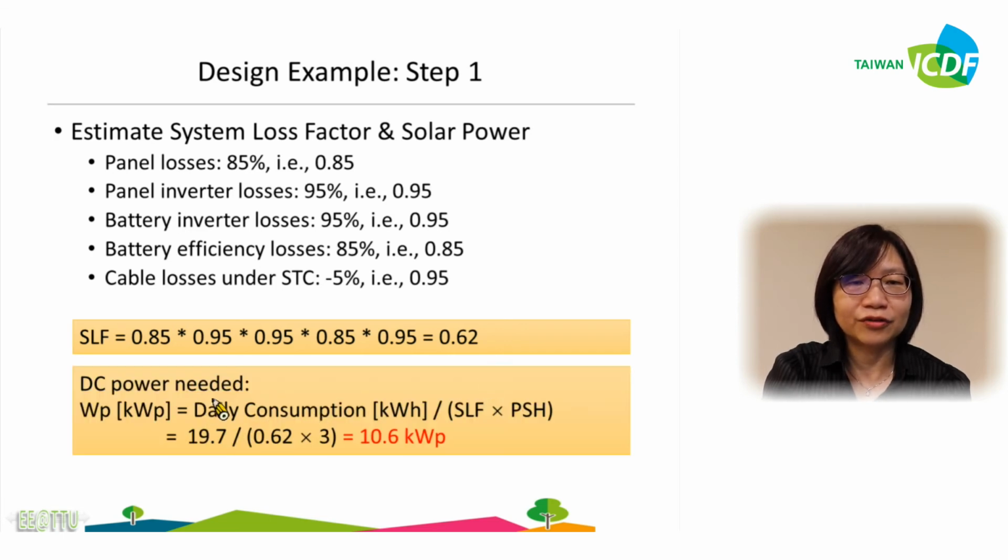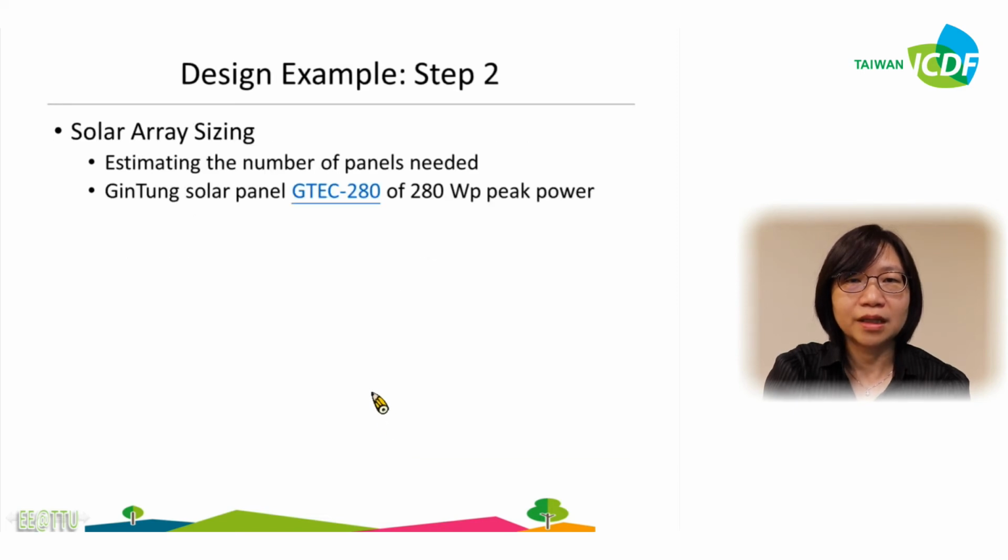So we can calculate the DC power needed. We can use the previous formula. We have the daily consumption in the unit of kilowatt hours divided by the system loss factor, and then multiplied by the peak sun hours. And then finally, we can calculate the overall capacity. So in this example it is 10.6 kilowatts. Actually, that's for the maximum output power. With this number, we can calculate the solar array size.